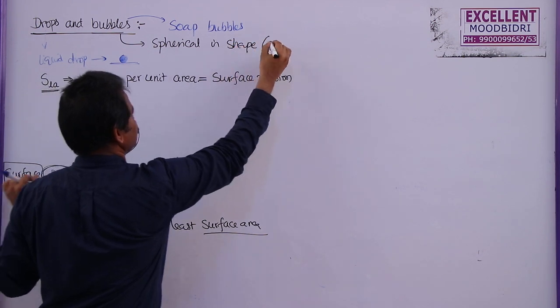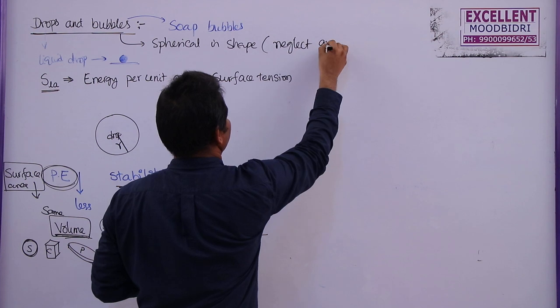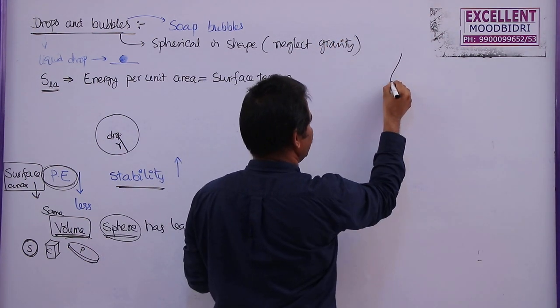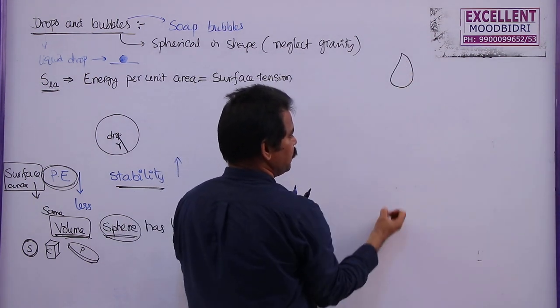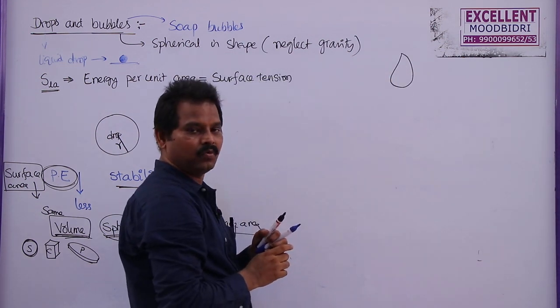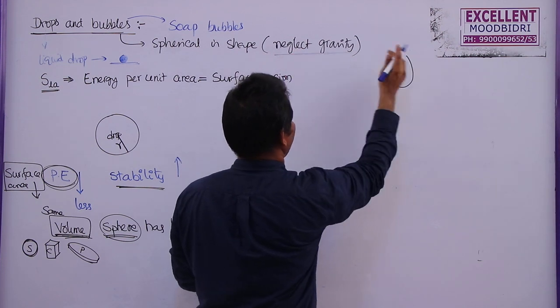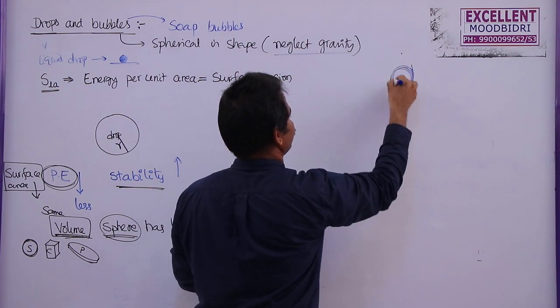But remember students, if you neglect gravity, generally if you consider gravity, the drops will have this type of structure. Why? Because the pulling force will be there. So this is the actual shape of these water drops. But if you neglect gravity, you can draw them as spheres only.